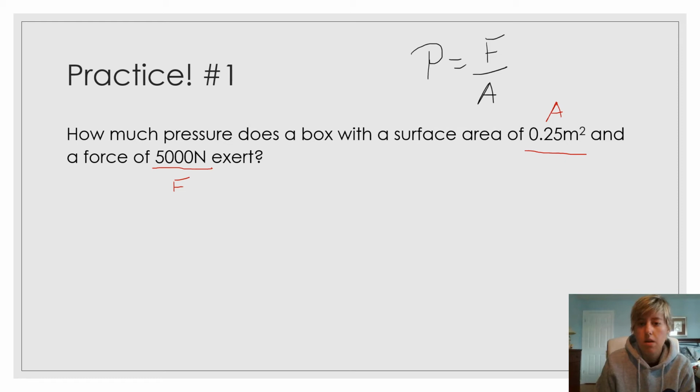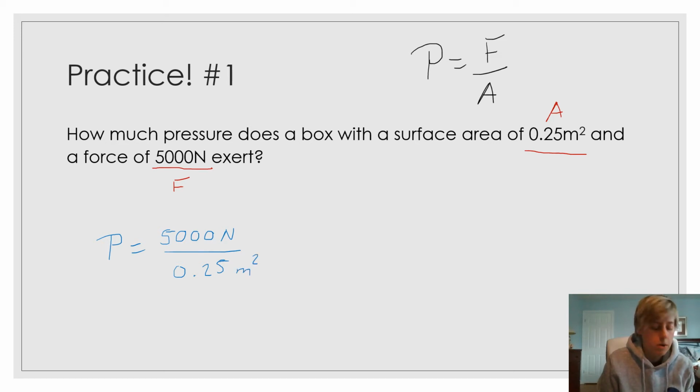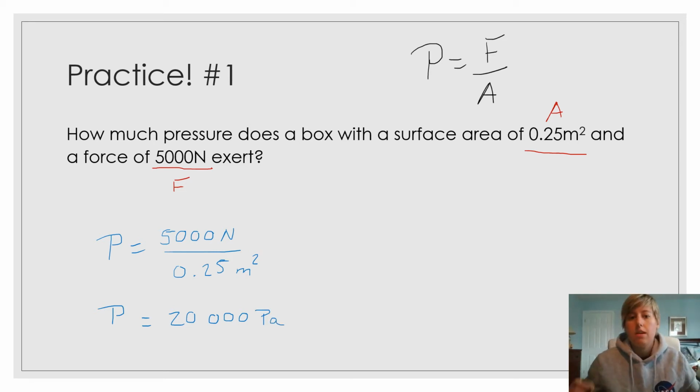Okay, and now we have our equation, we have our variables, we are plugging in. So pressure is going to be equal to 5,000 newtons divided by 0.25 meters squared. And we do that division, so 5,000 divided by 0.25, and we have pressure equal to 20,000 pascals. Straight, simple, to the point. Let's try a next one.